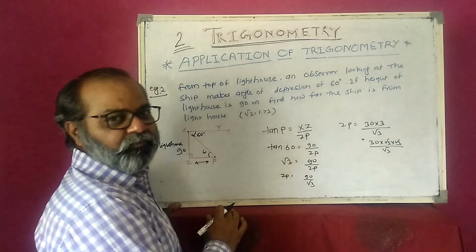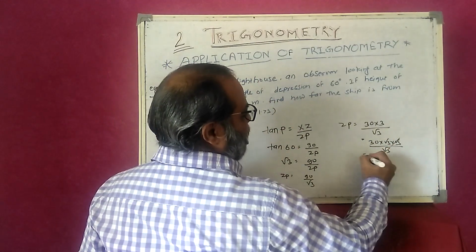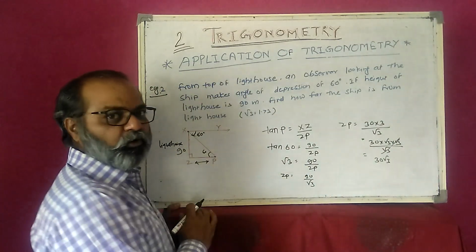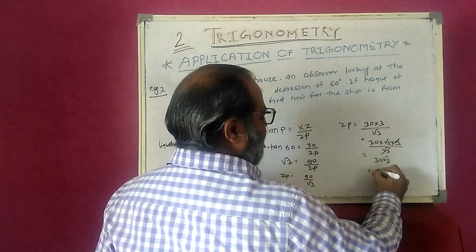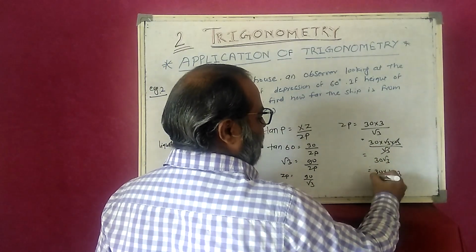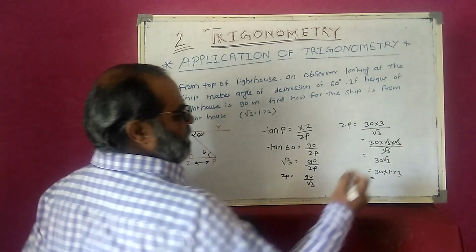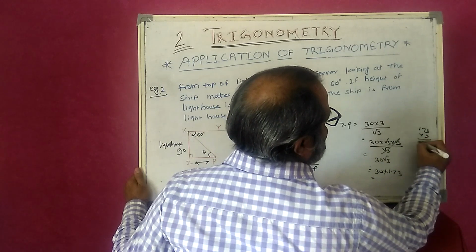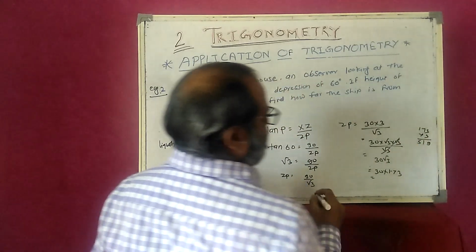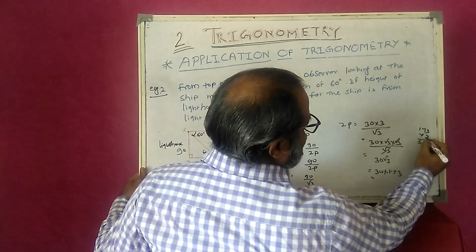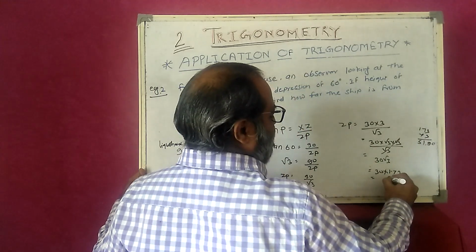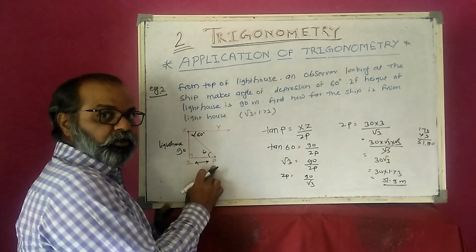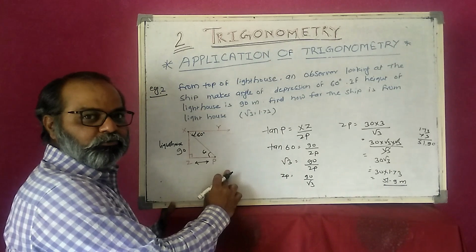Simplifying, root 3 gets cancelled, so it is 30 root 3. The value of root 3 is 1.73, so 30 into 1.73. Calculating: 173 into 3, 3 threes are 9, so here is 519. So 51.9 meters is the distance of the ship from the lighthouse.